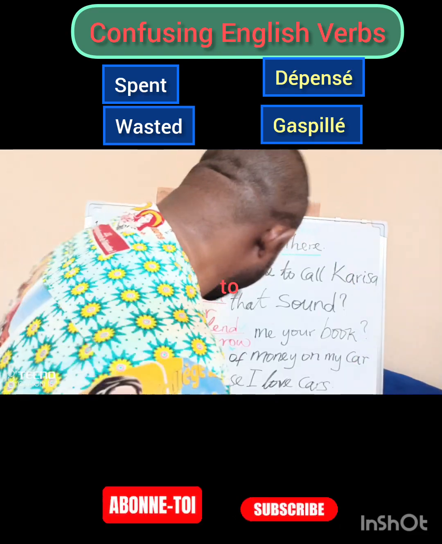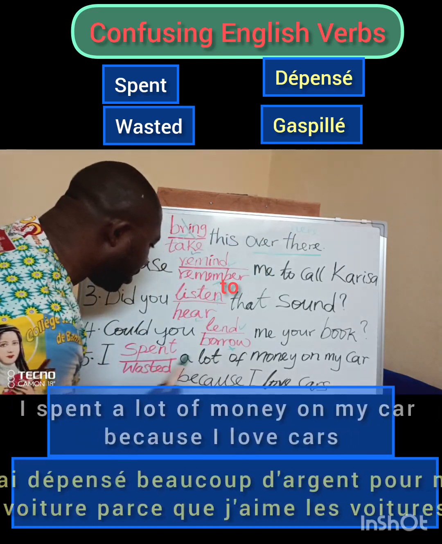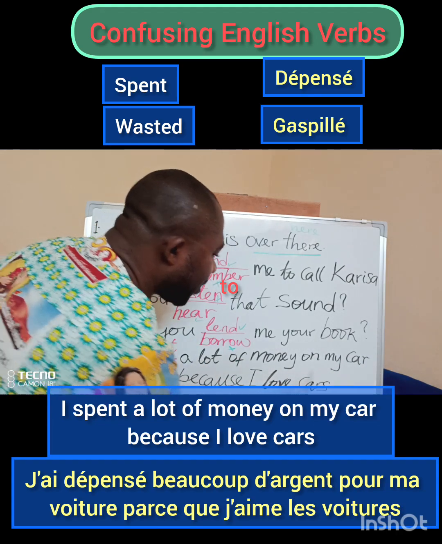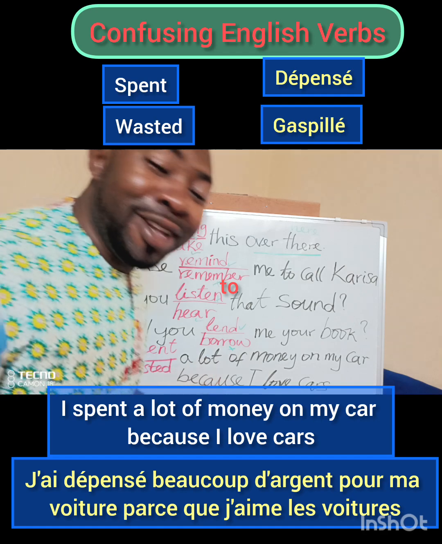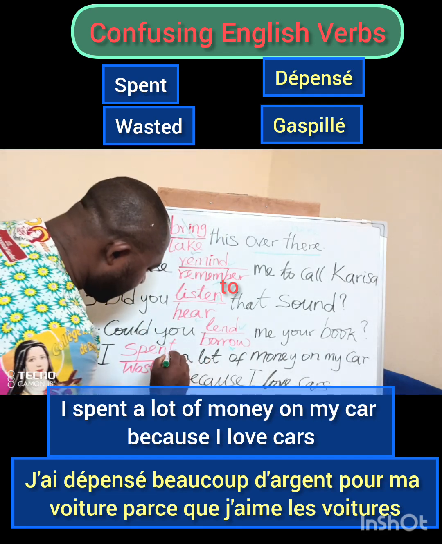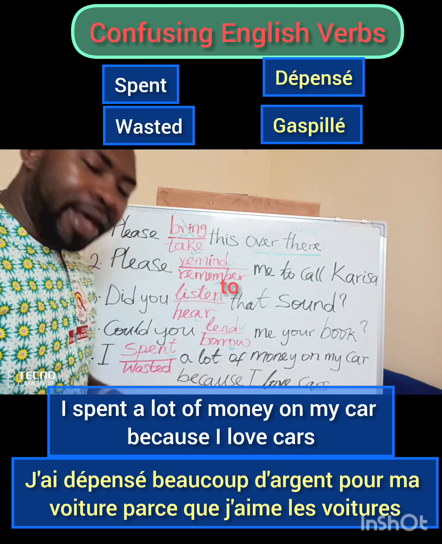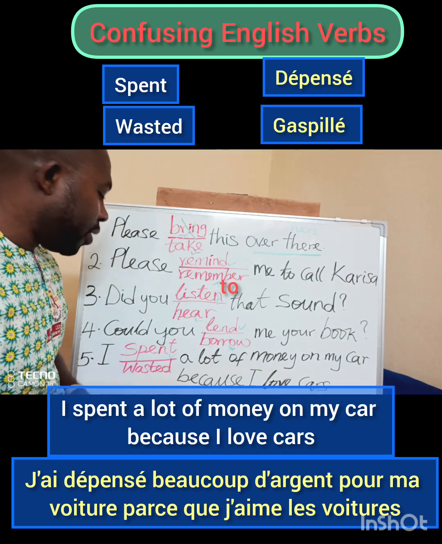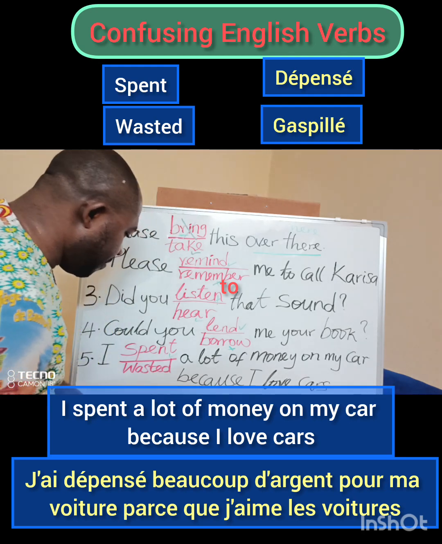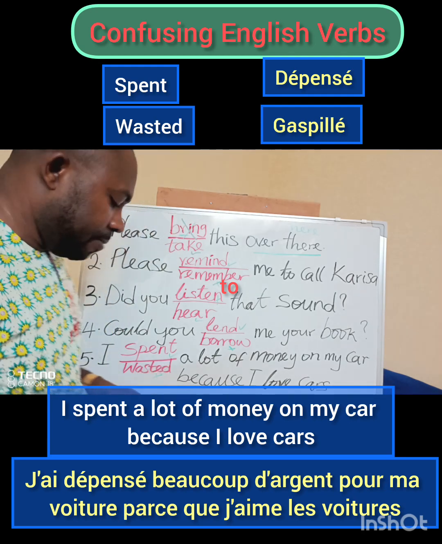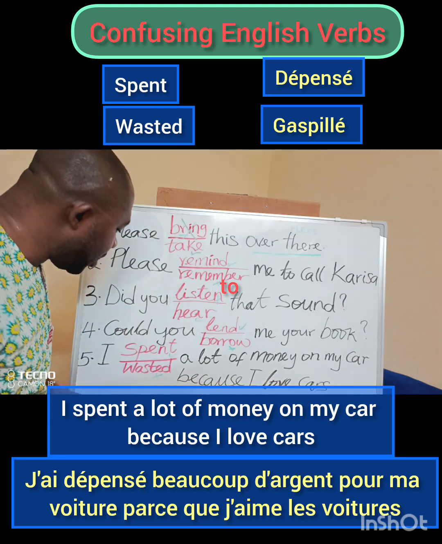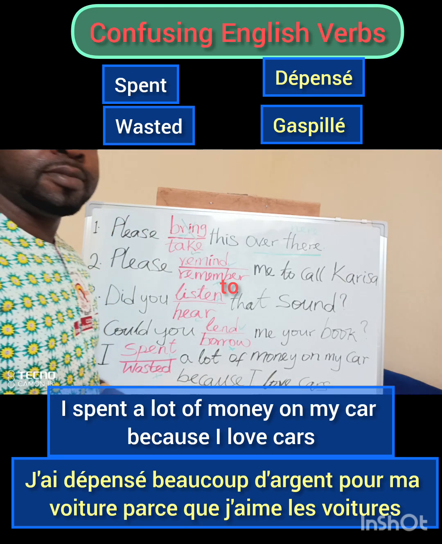Okay, let's look at the sentence. I spent a lot of money on my cars because I love cars. Because you love cars, then you spent a lot of money. Good. So, I spent a lot of money on my car because I love cars. And then I wasted. So in this sentence, the correct verb here is spent.